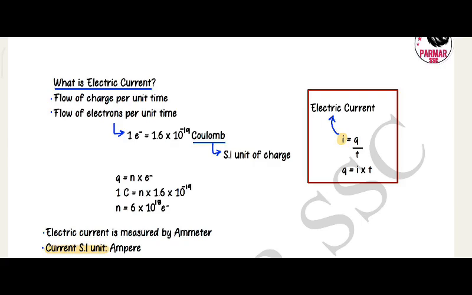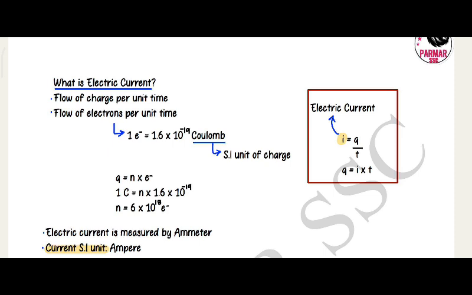What is electric current? Flow of charge per unit time, or flow of electrons per unit time. That is, 1 electron is equal to 1.6 × 10^-19 coulomb, the SI unit of charge. Q is equal to n × e, where e is 1.6 × 10^-19 coulomb. N is equal to 6 × 10^18 electrons.